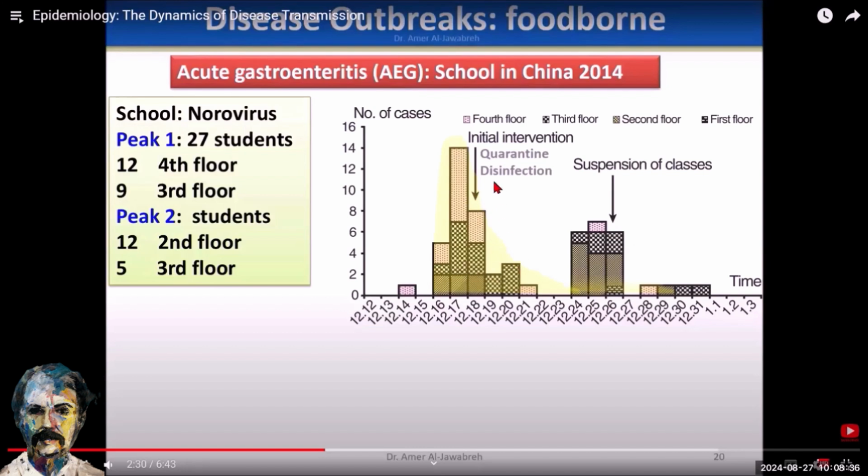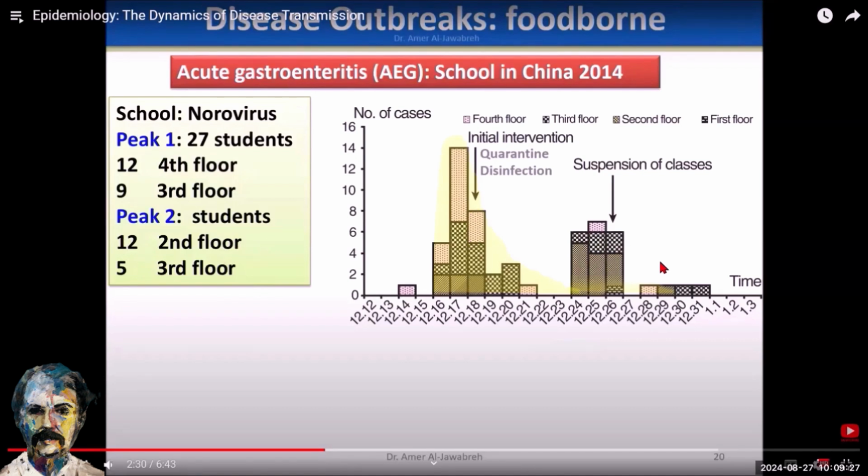What did they do when they realized this? Because when you have 27 students all having the same symptoms, there must be something they all had in common. It was food at that time. They did two things: quarantine, asking the infected students to stay at home or be hospitalized until they recover, and disinfection, which means cleaning, using chlorine, chlorhexidine, Dettol, any disinfectant. What happened after disinfection is that the cases did not disappear, but were in smaller amounts. Peak two, after the first intervention: 12 and 15, not 12 and 9.